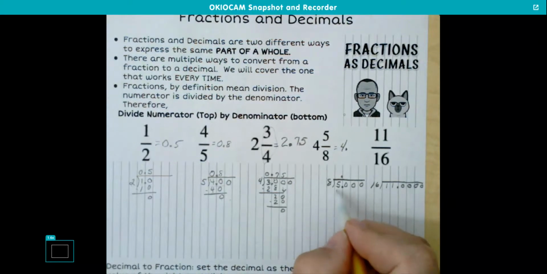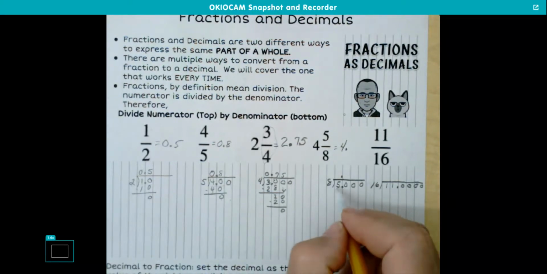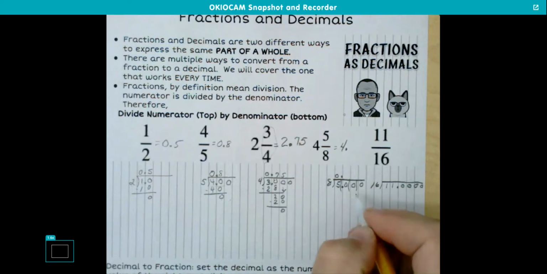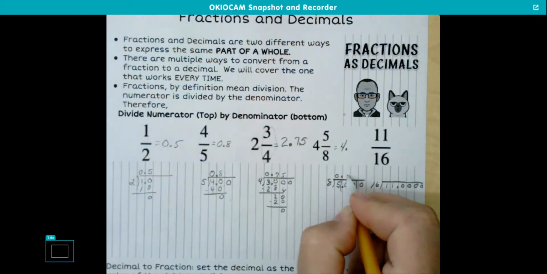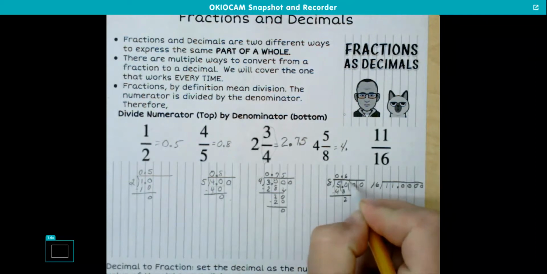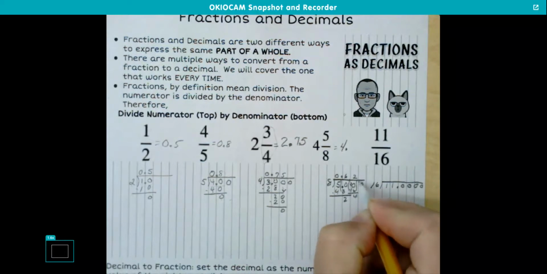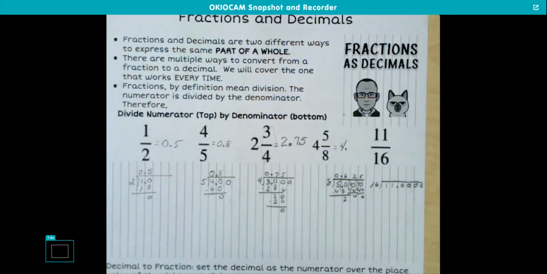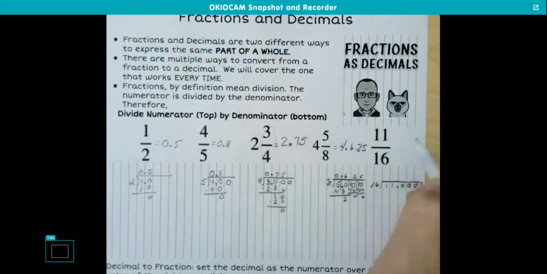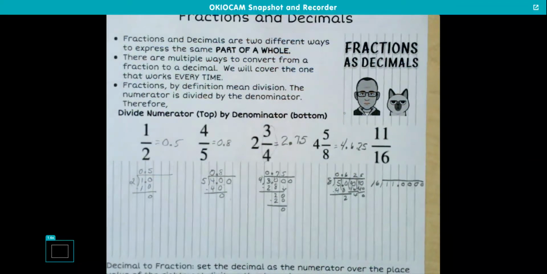All right, so let's come back here. 5/8. 8 goes into 5 0 times. 8 goes into 50 6 times. That's 48. I subtract. I get 2. Carry the 2. 20. 2 times. That's 16. Subtract, I get 4. Bring that up. 40. 5 times. 6.25. And that's how we change between fractions and decimals.